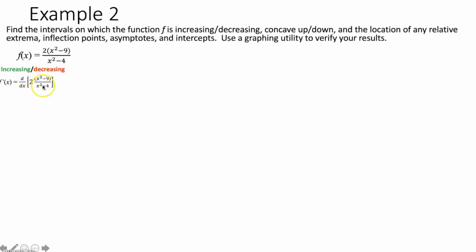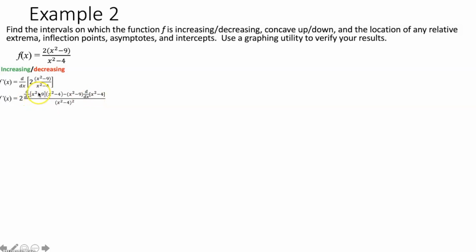That means all I have to take the derivative of is (x squared minus 9) over (x squared minus 4). It's going to make it a little bit easier. So anytime you are taking the derivative of a function over a function, the derivative of a quotient, you need to use the quotient rule. The quotient rule says I take the derivative of my numerator, multiply it by the denominator, then subtract the numerator times the derivative of the denominator, all over the denominator squared. So now let's go through and simplify this.